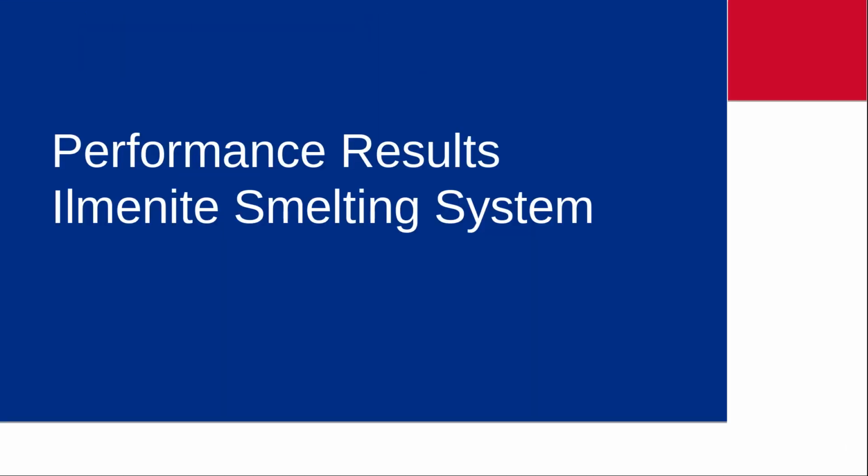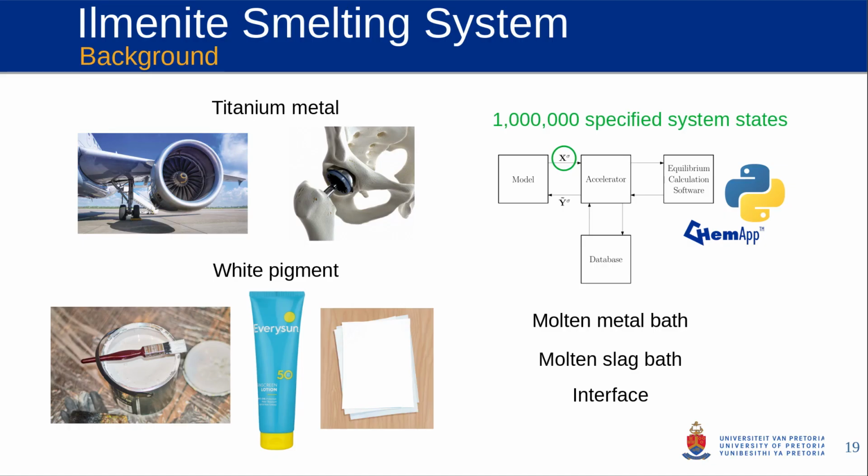The first industry relevant system that we tested the accelerator algorithm against was the ilmenite smelting system. Two important products of this process are titanium metal as well as white pigment that is used in a lot of everyday products. Being able to include the thermochemistry in the multiphysics models of this system will help us better understand the process as well as improve the smelter operation.